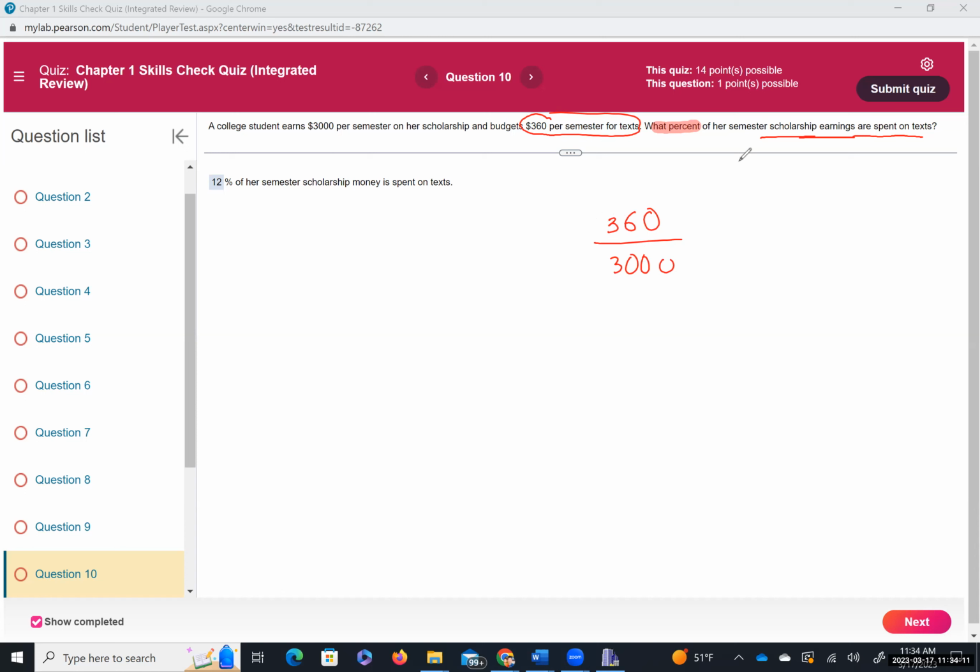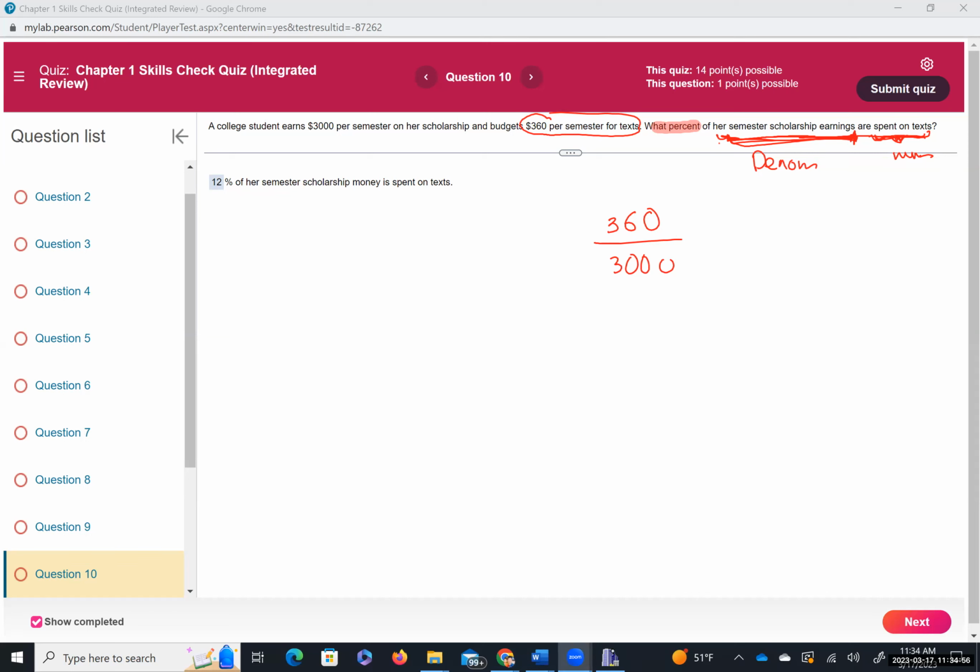Keep in mind that the question says what percent of her semester scholarship earning, right? So this part after the "of" will be the denominator, the total amount that she earned, and the amount spent on text will be the numerator. That's the reason why the denominator is 3,000 and the numerator is 360.